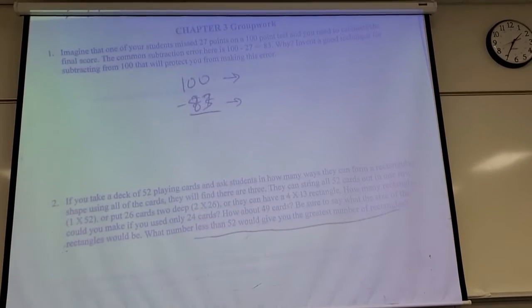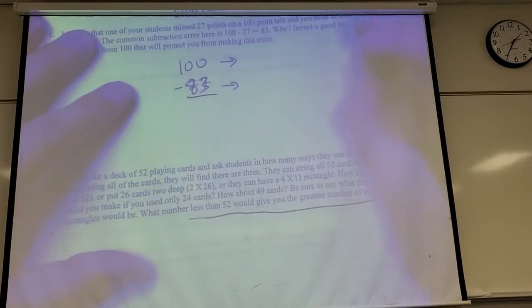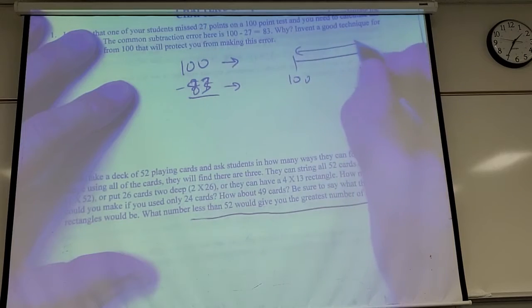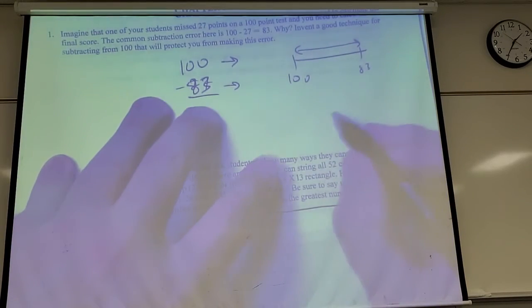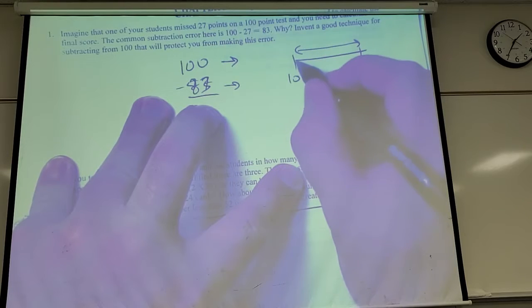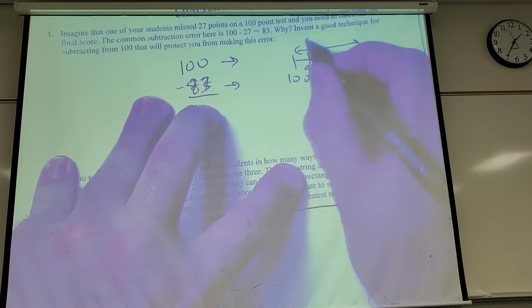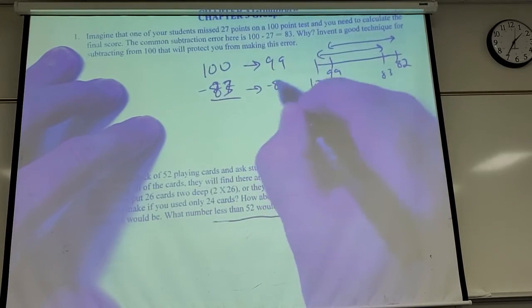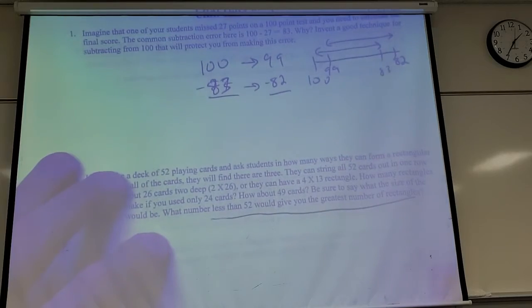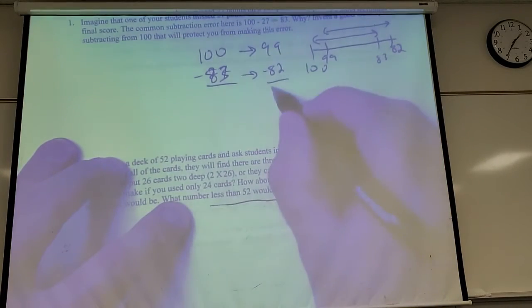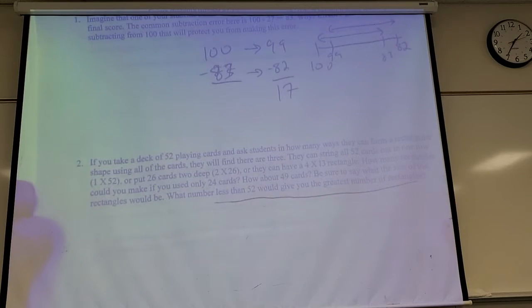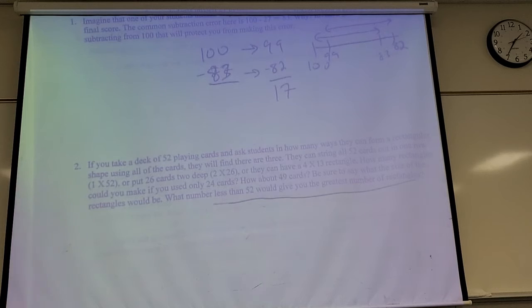I really want this to make sense. Let me draw it out. So I've got 100 and I've got 83. There's a distance there, right? If I take 100 down to 99, to keep the distance the same, I better take this down to 82. Isn't 99 minus 82 a much easier problem? Yes. Because you don't have to borrow anything, right? So that's 17. No? Maybe. All right, so you can do it the other way. These are both valid methods, right?